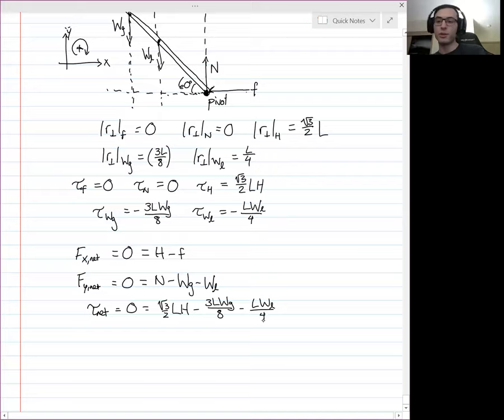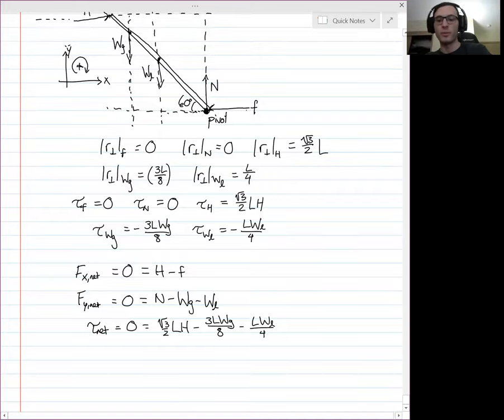Okay, so now we have three equations. What do we need to solve for? Well, we know what the two weights are, and we know that L is the length. So those are the only knowns in this calculation. We don't know F, we don't know H, we don't know N.